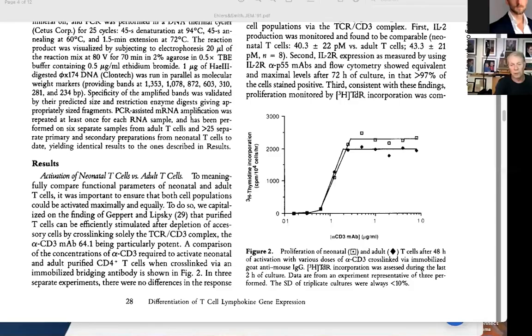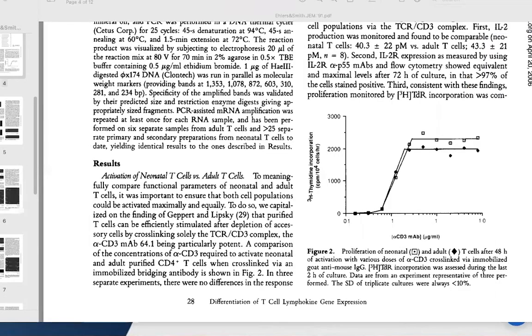And there's 11 different figures in this paper, but they're pretty easy to deal with. So the first question that we were interested in is whether or not we could activate these cells by this elaborate business with anti-CD3 64.1 antibody, and whether or not we could get proliferation of these cells in both the neonatal and the adult, and whether it would be equal. And the answer to that question was yes.